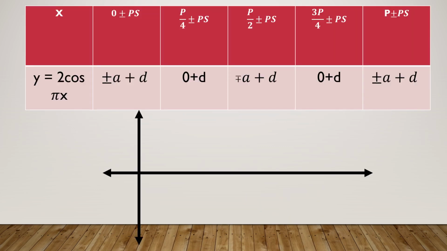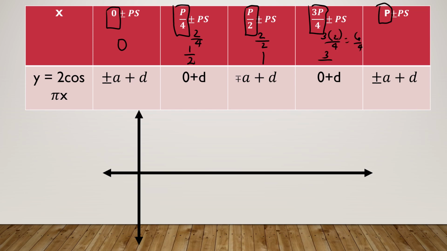Let us now graph the given trigonometric function. Let us again complete this table of values. Since our phase shift is equal to 0, we're going to just simply follow this one. No need to substitute 0. So we have 0. Our p is equal to 2. So we have 2 over 4, which is equal to 1 half. We have p. So our p is equal to 2. 2 divided by 2 is equal to 1. 3. So we have 3 times 2 over 4, which is equal to 6 over 4, or 3 over 2.